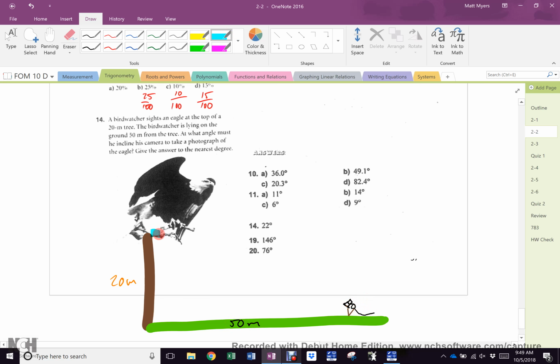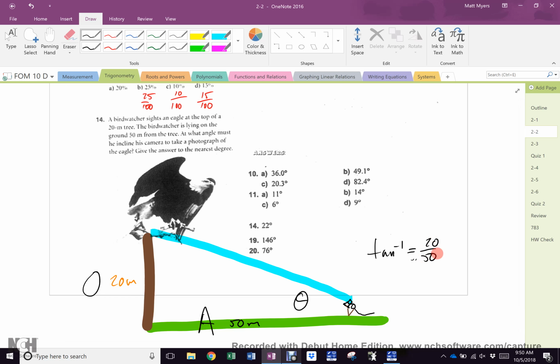What is that? That's the bird watcher lying on the ground holding the binoculars. How far away is the bird watcher? 50 meters. What does that make? Hypotenuse. A right angle triangle with a theta, an opposite, an adjacent, which allows me to do trig. The answer is shift tan, because I need an angle, of what? 20 over 50. Easy peasy, lemon squeezy.